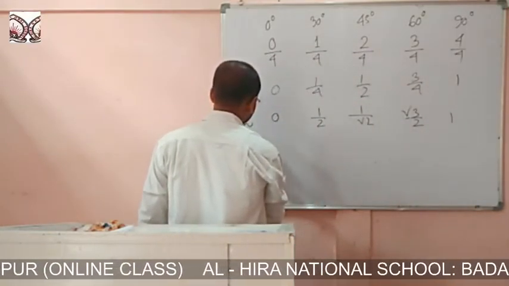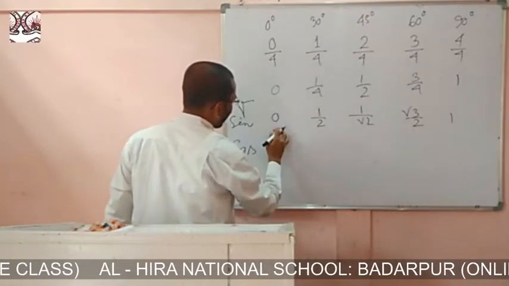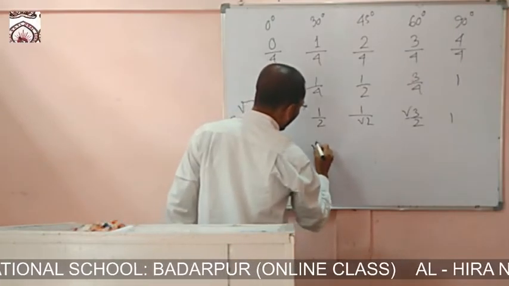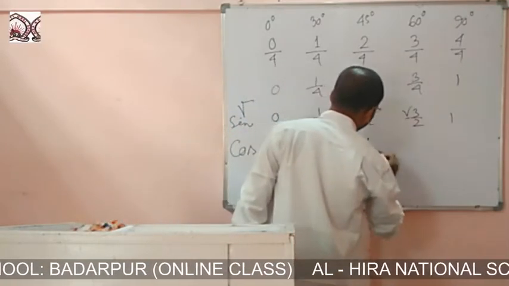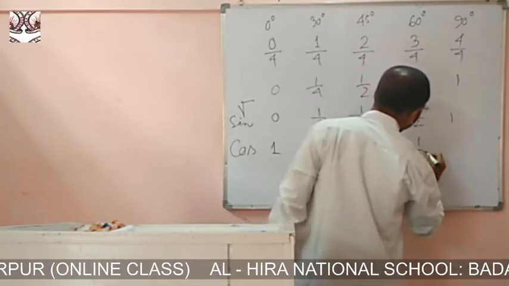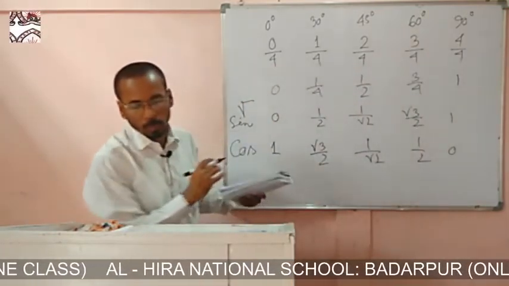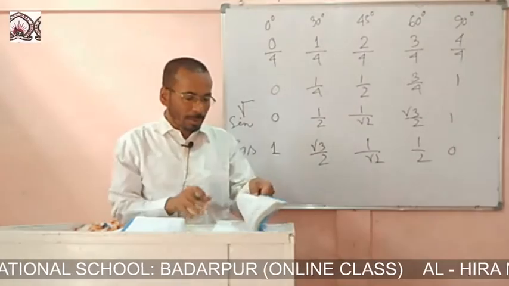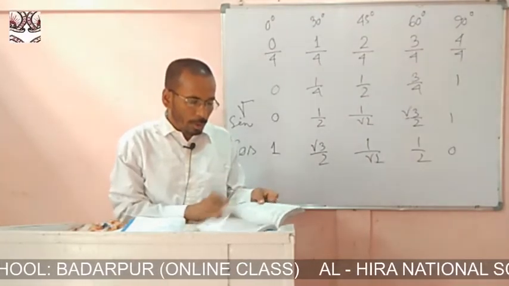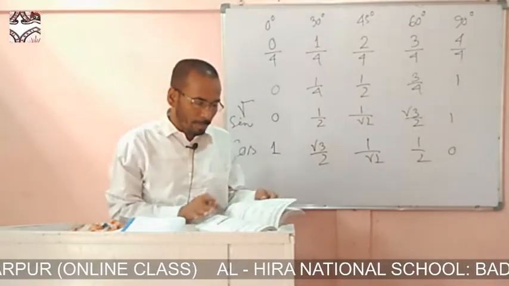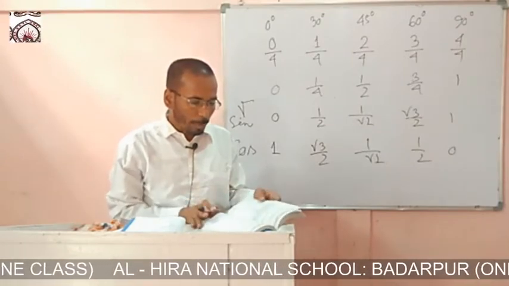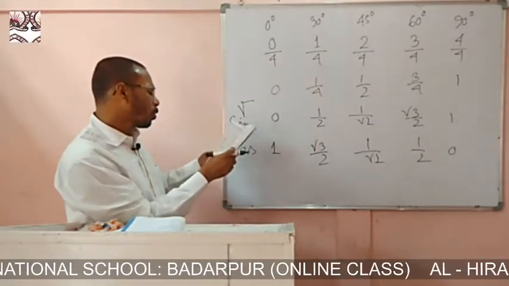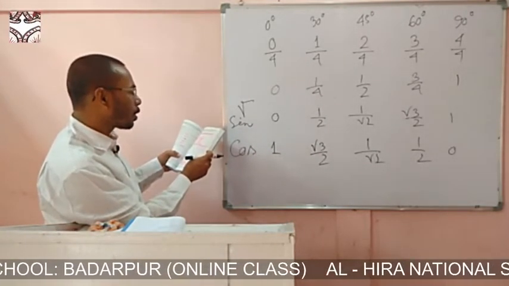If we reverse this one we are writing here, then it will be 1, and this will be root 3 by 2, this will be 1 by root 2, and here 1 by root 2, and this 0. This will be the cos value. So cos value, sine value is sine 0 degree is 0, sine 30 degree is half, sine 45 degree is 1 by root 2, and then sine 60 degree is root 3 by 2, and then 1.